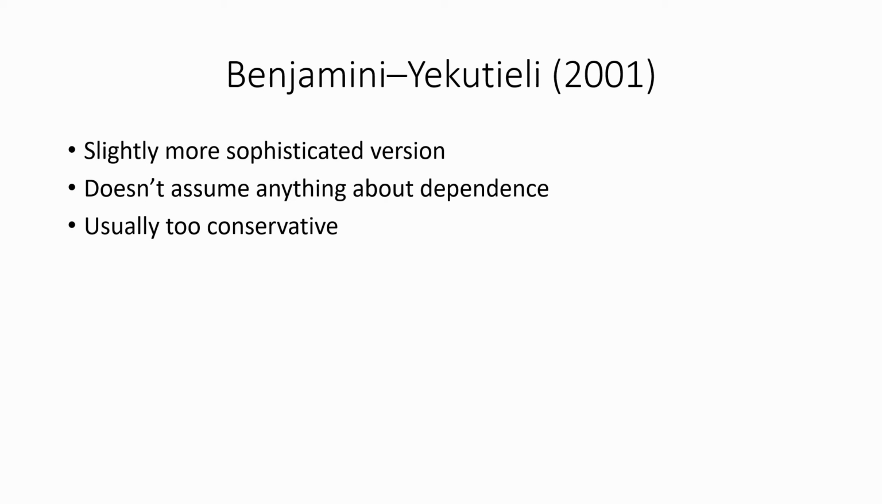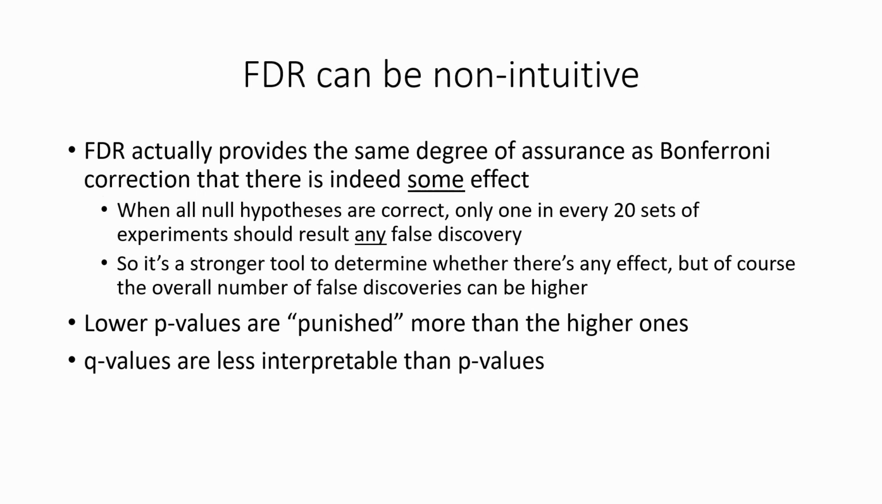Okay, so these are the different considerations. Again, I'm not going to tell you what you should do in your own research. Most people do use just Benjamini-Hochberg, but sometimes maybe not for justified reasons. But anyway, it's important to keep in mind that FDR can sometimes be very non-intuitive. Okay, so here I wrote down a list of some things that can be non-intuitive about this method.